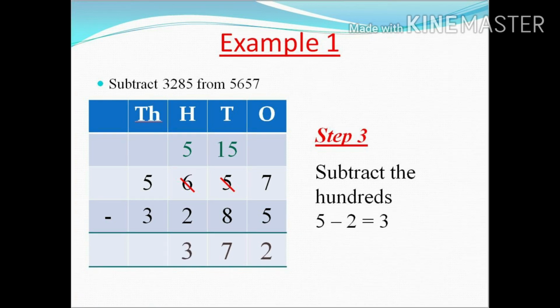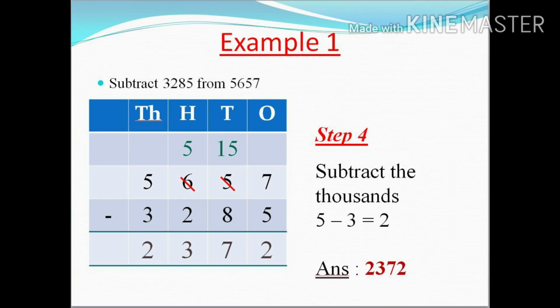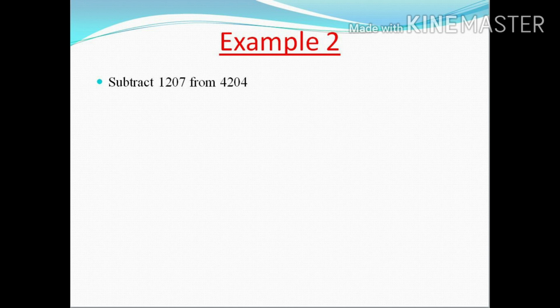Now, we subtract the hundreds. From 5 we take away 2. We get 3. We write it below the hundreds column. Finally, we subtract the thousands. From 5 we take away 3. We get 2. Write it below the thousands column. Hence, when 3285 is subtracted from 5657, we get the answer as 2372.